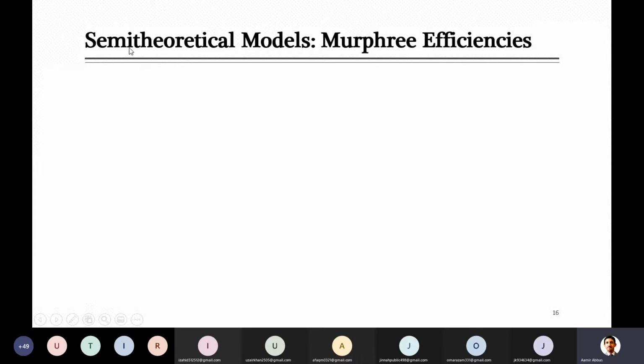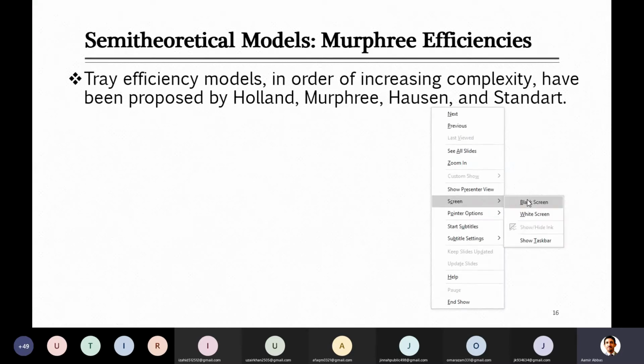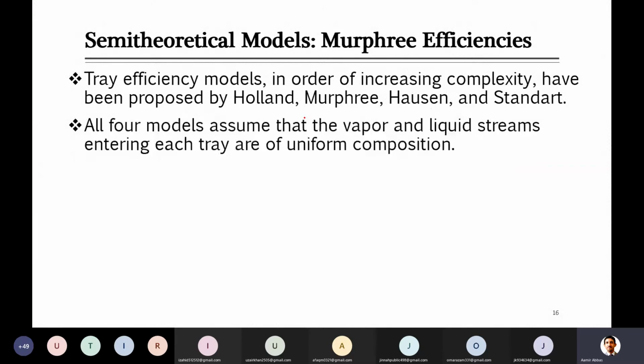As it indicates, semi-theoretical means somewhat based on theory, and some things are based on practical observations by the people. So with the passage of time, people started looking for more complex models to find the efficiency, and some scientists mentioned here developed a number of equations which were a bit more complex as compared to the earlier equations, and they provided better efficiency models. So these are four efficiency models provided by the four scientists mentioned here.